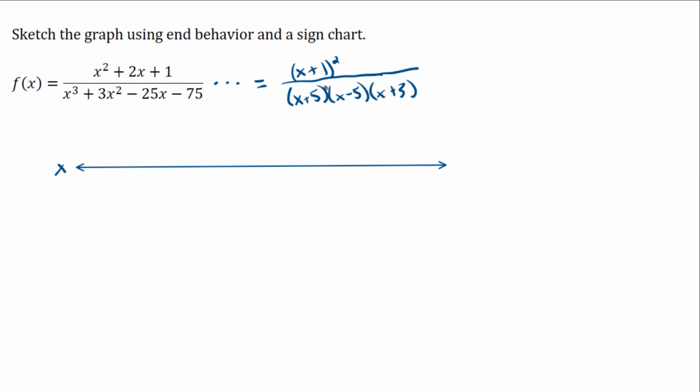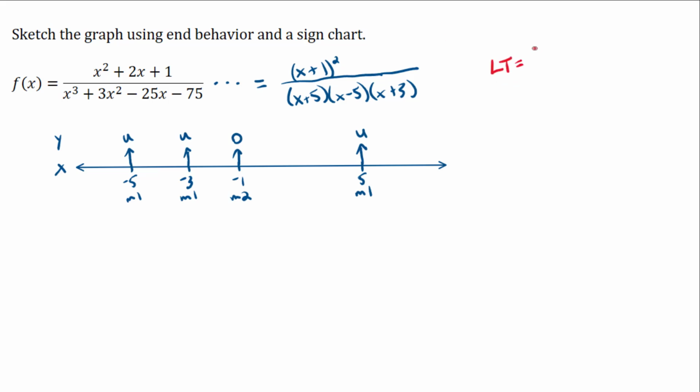So we've got 4 zeros in critical values, the first one being -5, multiplicity 1. Then we've got -3, multiplicity 1, -1, multiplicity 2, and +5, multiplicity 1. -1 is the only one in the numerator, so that's going to give us an output of 0, and all the others are going to give us undefined outputs, resulting in asymptotes on our graph.